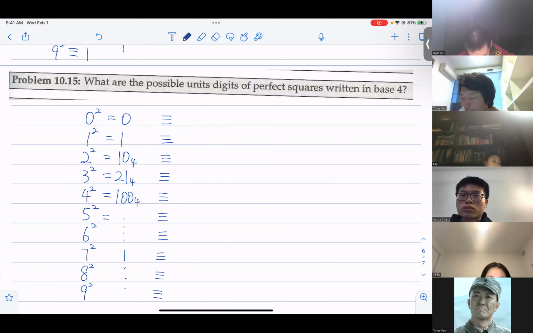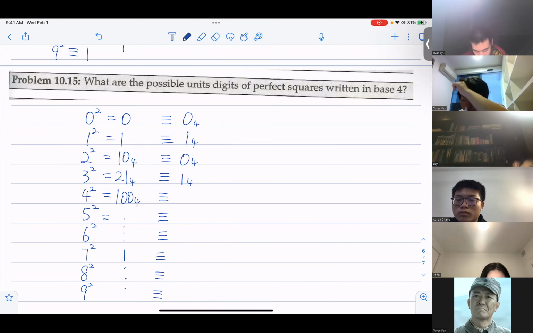So 0 squared divided by 4, remainder is 0. 1 squared divided by 4, remainder is 1. 2 squared divided by 4, remainder is 0. 3 squared divided by 4, that's 9. 9 divided by 4 is 1, right? 4 squared divided by 4, of course, that's 0. 5 squared divided by 4, that's 25 divided by 4, so minus 24, that's 1, right?